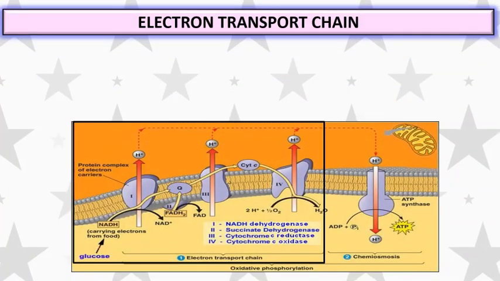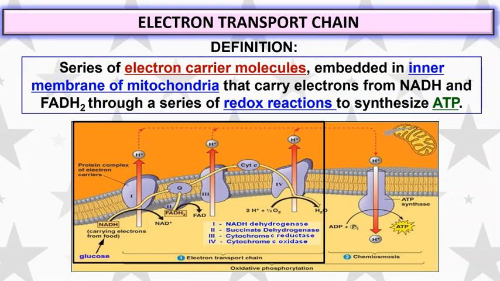What is the electron transport chain? Definition: a series of electron carrier molecules embedded in the inner membrane of mitochondria that carry electrons from NADH and FADH2 through a series of redox reactions to synthesize ATP.